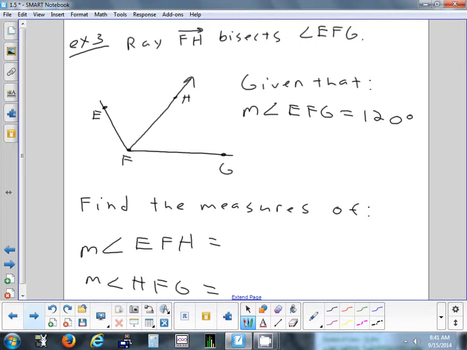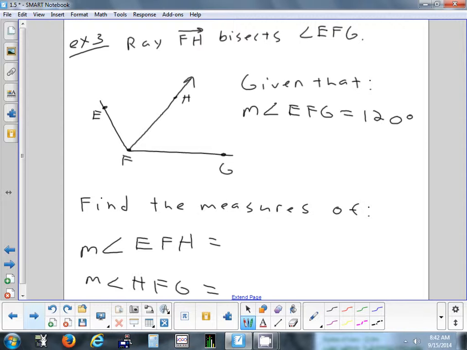So let's look at example 3. They didn't draw in congruence marks here, but they did tell me something up above. They're telling me ray FH bisects angle EFG. So I know that this is an angle bisector. The measure of angle EFG is 120 degrees. Find the measure of EFH and HFG. What would the measure of angle EFH be, given that EFG is 120, and it's being bisected?